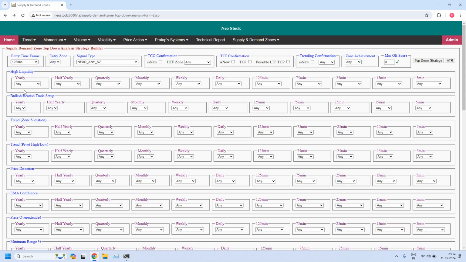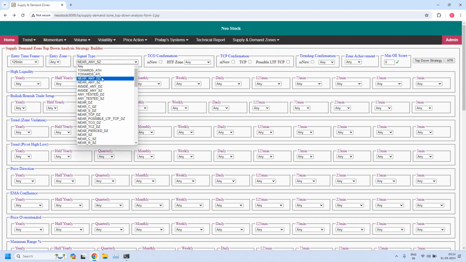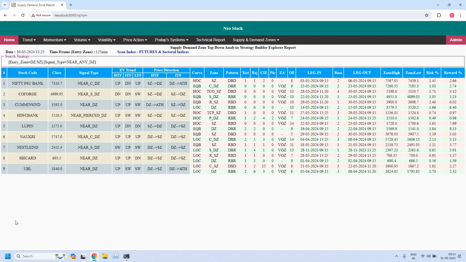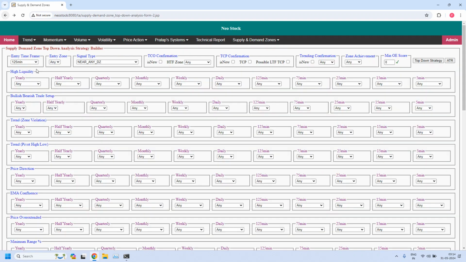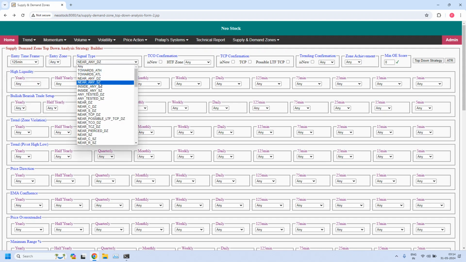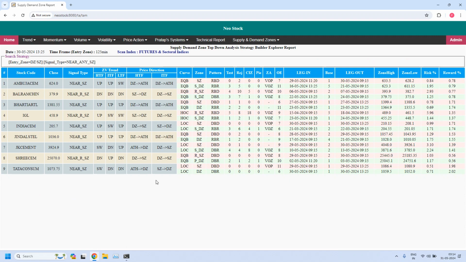Next, I am changing the time frame to 125 minutes. So let us find the stocks near 125 minutes demand zone. 9 stocks are filtered. So let me go back. For 125 minutes time frame, let us find the stocks near 125 minutes supply zone. 9 stocks are filtered.